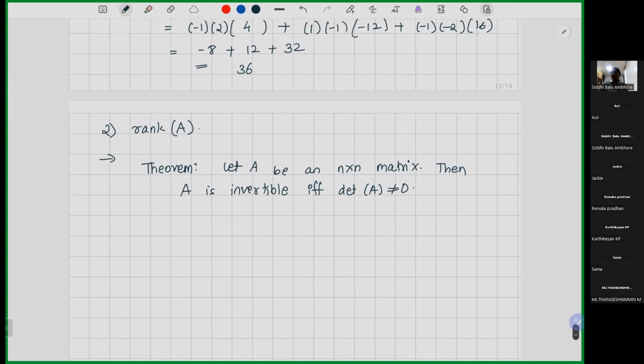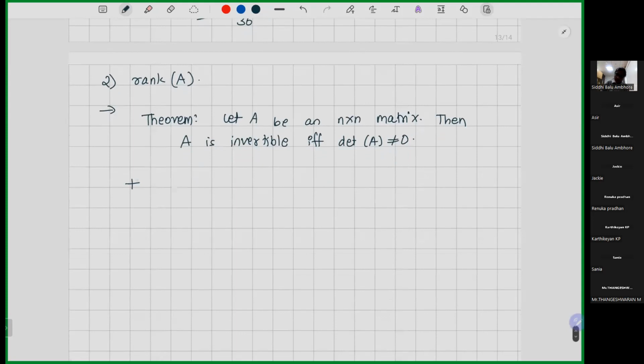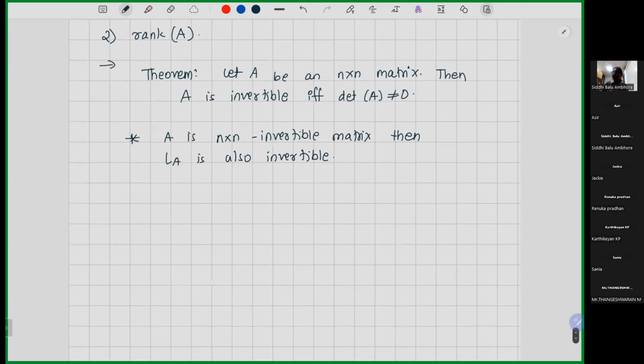And apart from this, recall that in the lecture it is proved that if A is an n cross n invertible matrix, then LA is also invertible. LA is invertible, so this will imply what? LA is now bijective. If LA is invertible, then it is bijective, so the null space of LA will be 0.